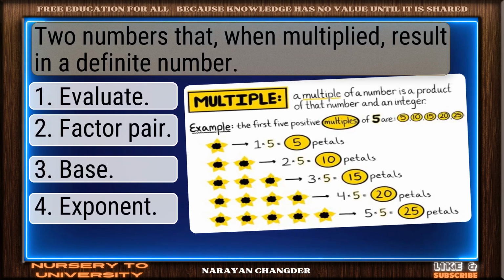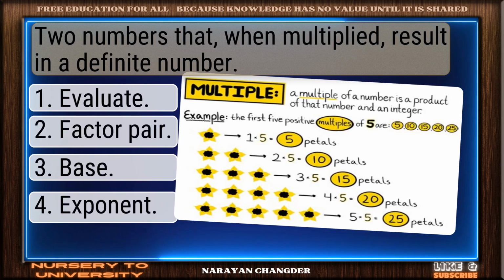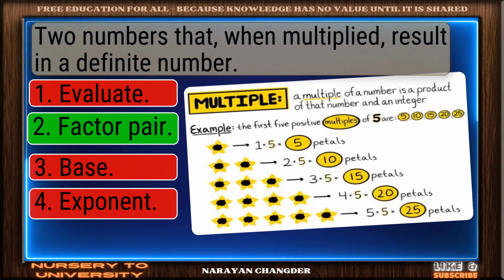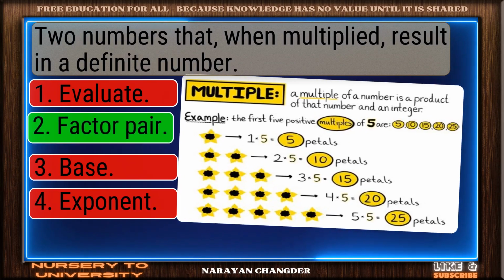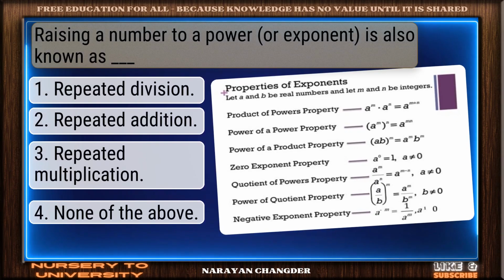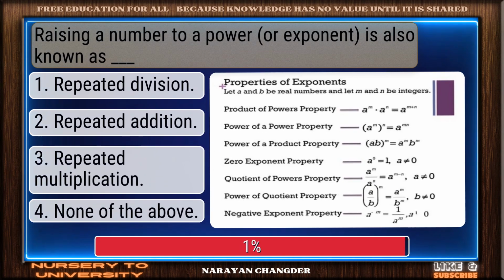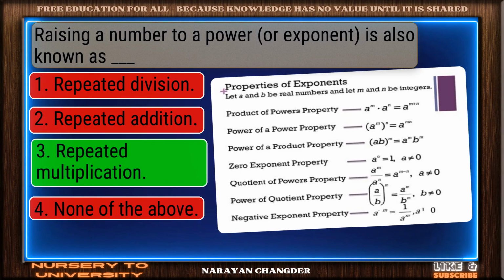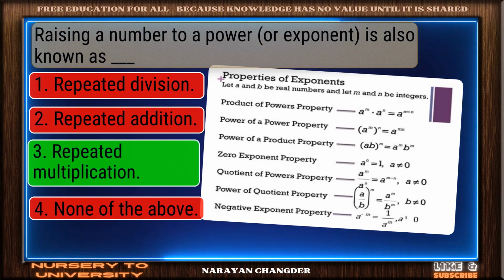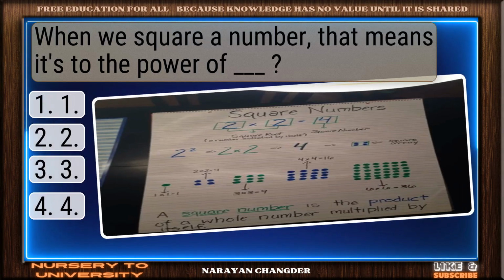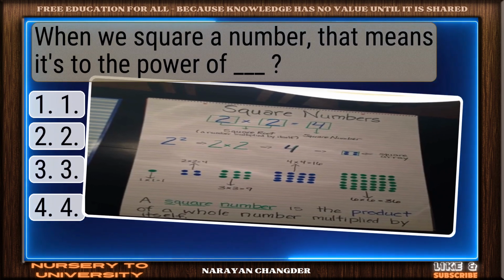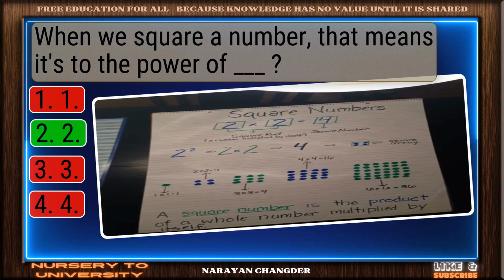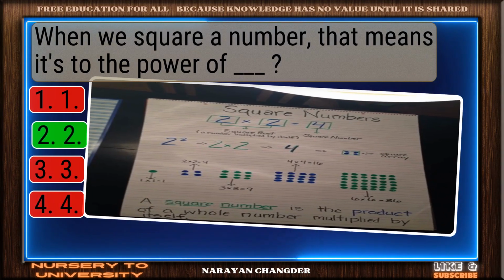Two numbers that, when multiplied, result in a definite number. Smart pick. Factor pair is the correct choice. Raising a number to a power is also known as repeated multiplication. Right again. Repeated multiplication is a valid answer. When we square a number, that means it's to the power of 2. Nicely done. 2 is a solid answer.